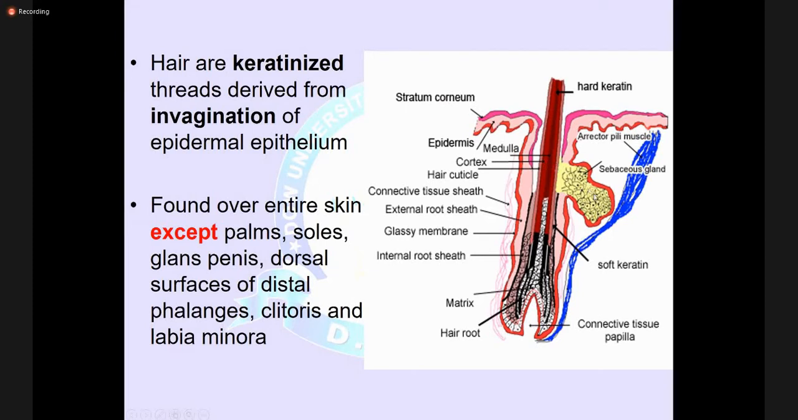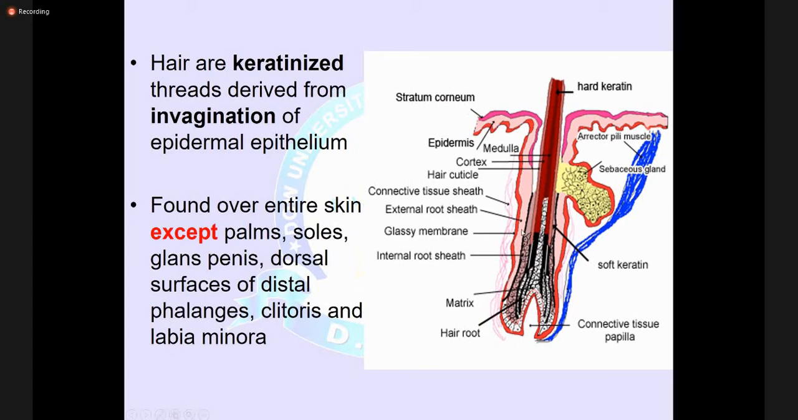And we can see the sebaceous gland opening into the shaft of the hair to reach the surface through the shaft of the hair. Now these blue colors are actually the strips of the erector pili muscles, which connect the lower part of the hair follicle near the root to the under surface of the epidermis, right? And we have a soft keratin layer outside this cuticle layer, right? And we have other layers which surround this hair structure, and they will be discussed in detail.